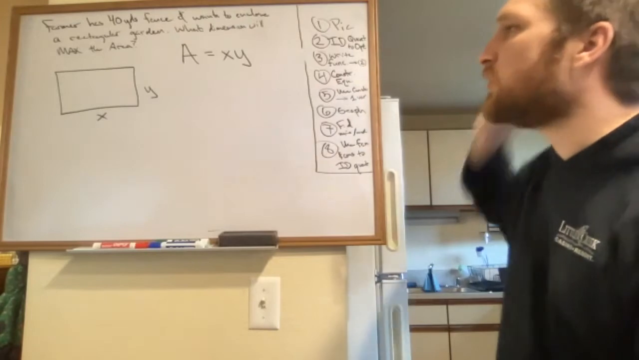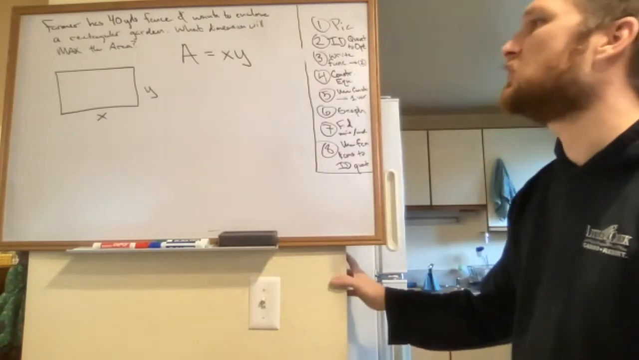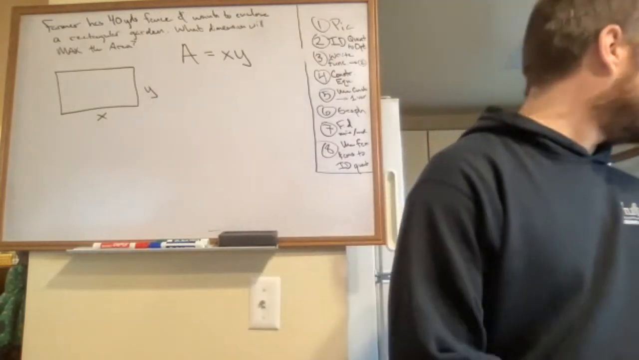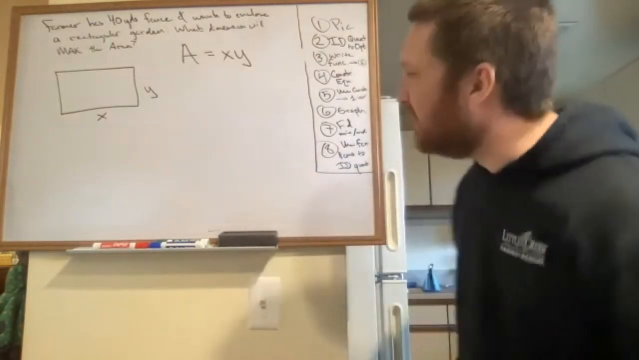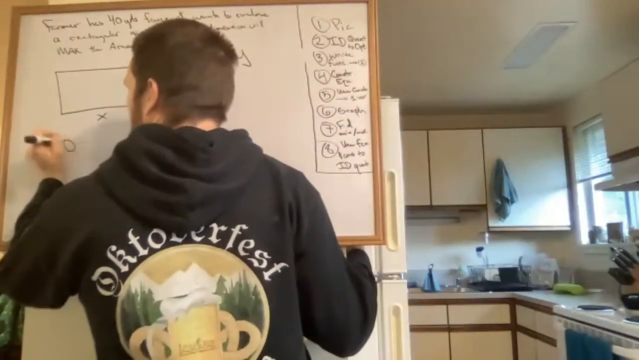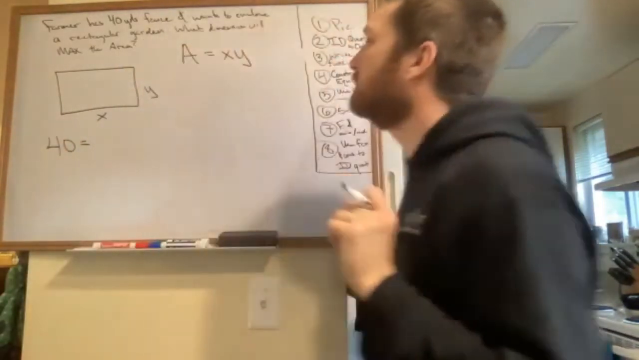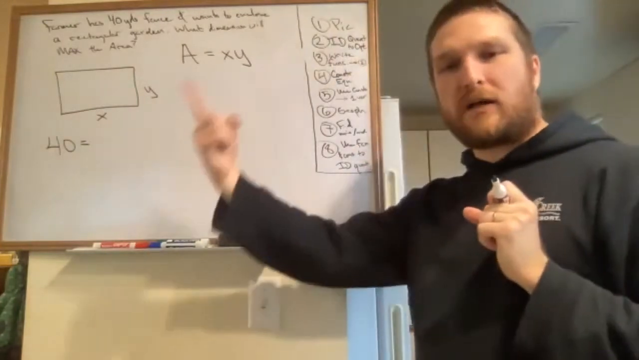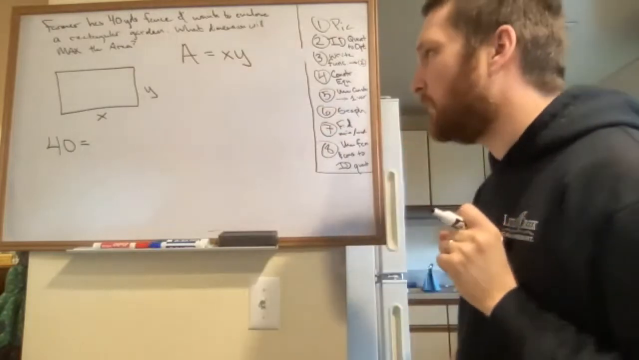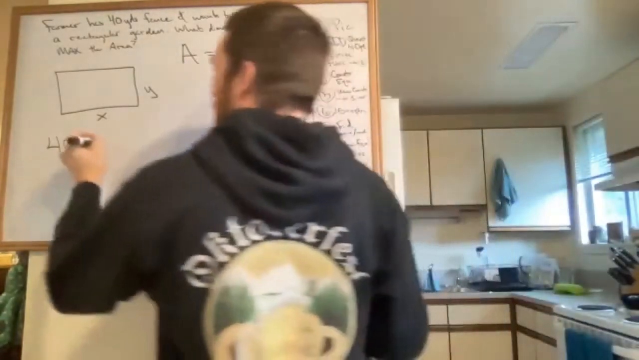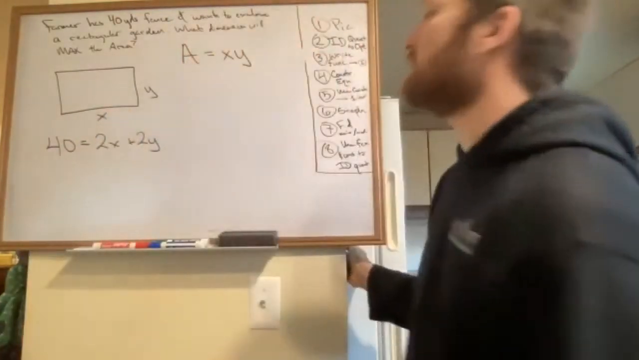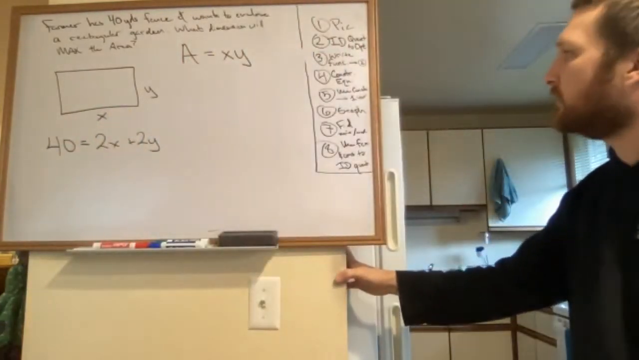Now, what about a constraint? How are we going to constrain this? What are we constrained by? 40 yards. And in this case, 40 yards equals what in terms of X and Y? Think about walking around that guy. How long would you be walking? 2x plus 2y. There we go. All right. That looks good. I think we got our constraint.